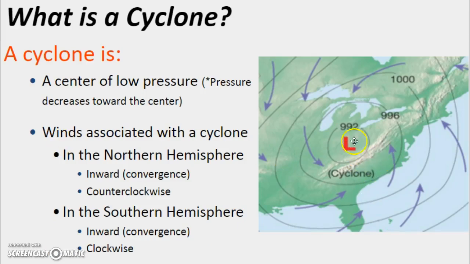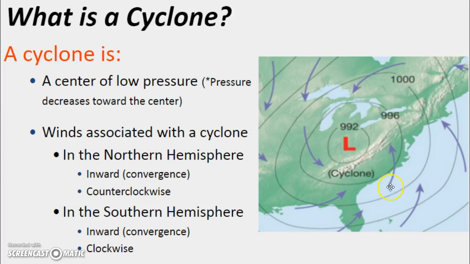Here's our cyclone. Low pressure is a cyclone. So what is it? Well, a cyclone is the center of low pressure. Pressure decreases towards the center, where the centermost part will be the lowest pressure of them all. Winds associated with the cyclone in the northern hemisphere are inward. They move inward toward the low pressure, and they move counterclockwise. So we get this very distinctive pattern here.